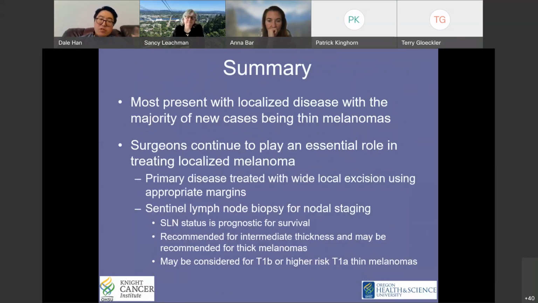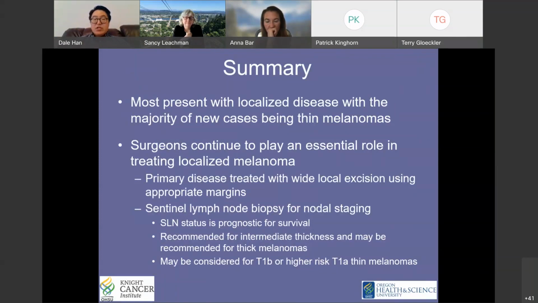So in summary, most patients present with localized disease, with the majority of new cases being thin melanomas. Surgeons continue to play an essential role in treating localized melanoma. The primary disease is treated with wide local excision using appropriate margins through either surgical techniques or Mohs procedures. Sentinel lymph node biopsy is done for nodal staging. It is extraordinarily important prognostically for survival.